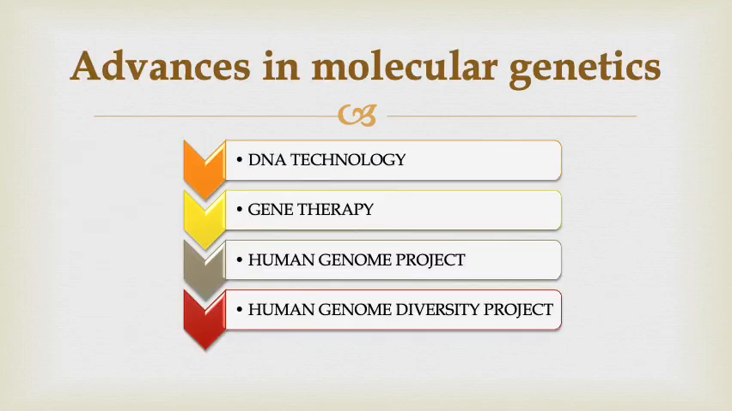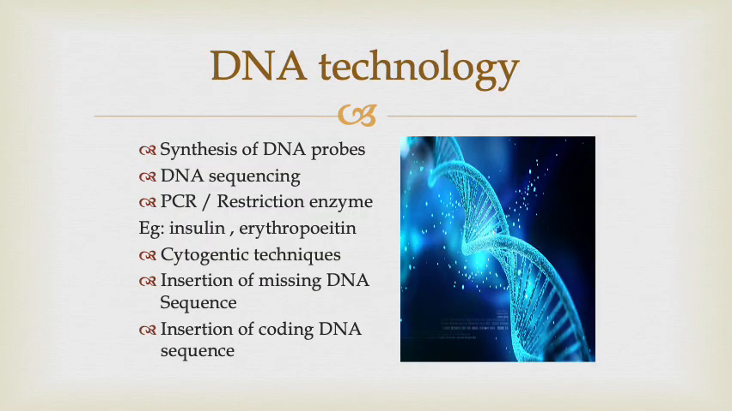Advances in molecular genetics are DNA technology, gene therapy, Human Genome Project, Human Genome Diversity Project. DNA technology. It involves the synthesis of DNA probes, DNA sequencing, polymerase chain reaction, and restriction enzyme. DNA technology examples are seen in insulin, erythropoietin. There are the cytogenetic techniques involved where insertion of a missing DNA sequence can be done or insertion of a coding DNA sequence can be done.